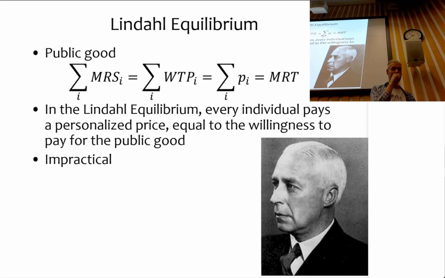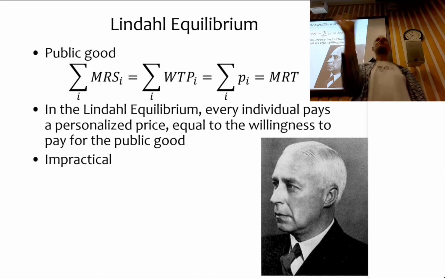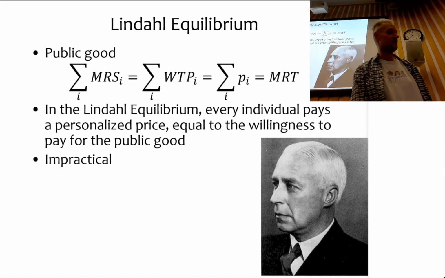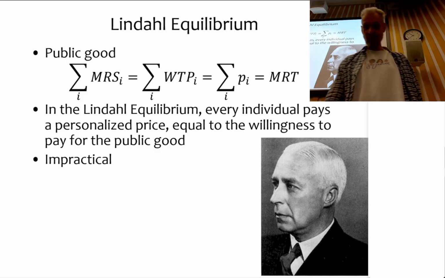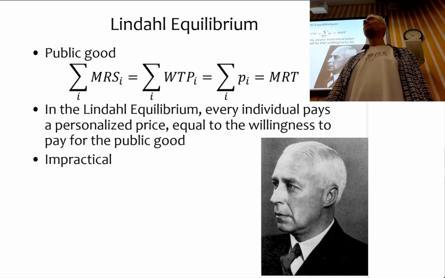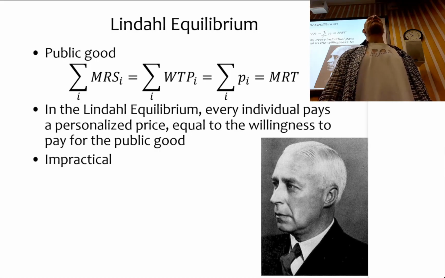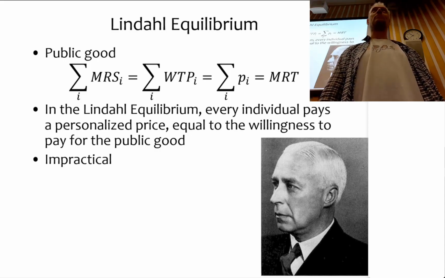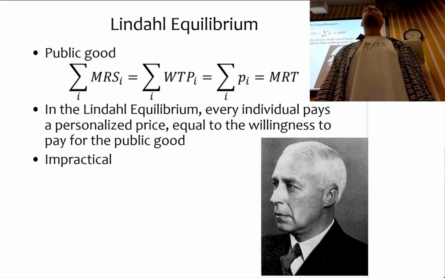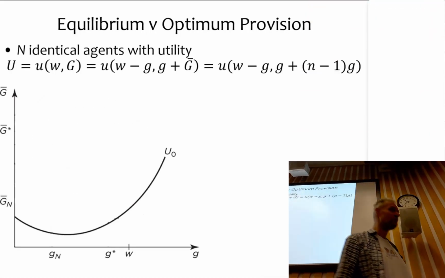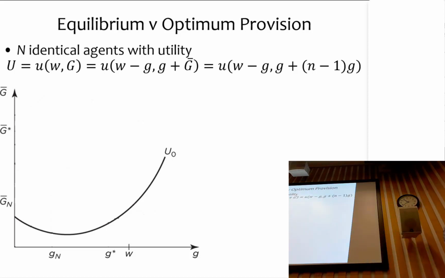This is a nice theoretical concept. It's a logical consequence of the Samuelson condition that I showed before. But it is, of course, completely impractical in any way that we would measure everybody's individual willingness to pay for something and then add it up, and that is how we supply public goods. But that is what we should do theoretically. There's a few more things I can say about the provision of public goods.